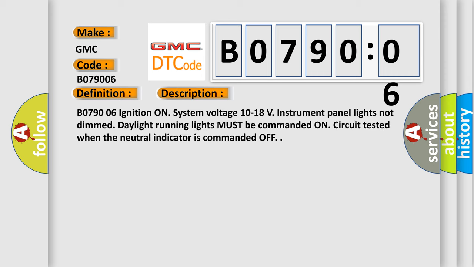B0790-06: ignition on, system voltage 10 to 18 V, instrument panel lights not dimmed, daylight running lights must be commanded on. Circuit tested when the neutral indicator is commanded off.